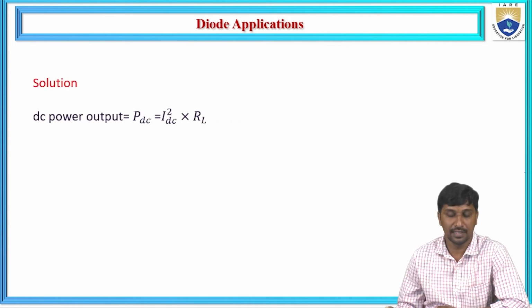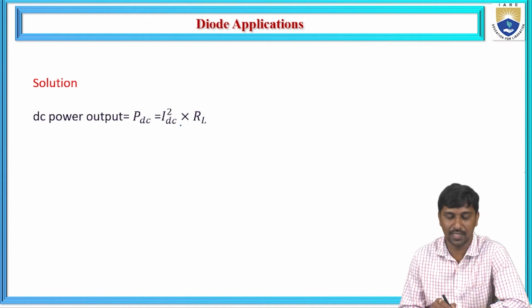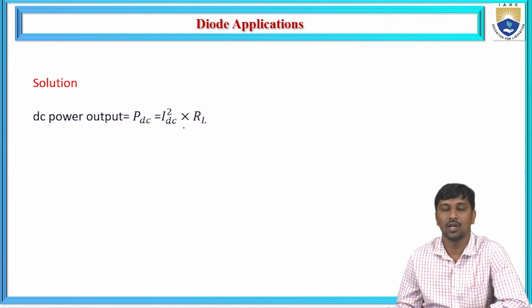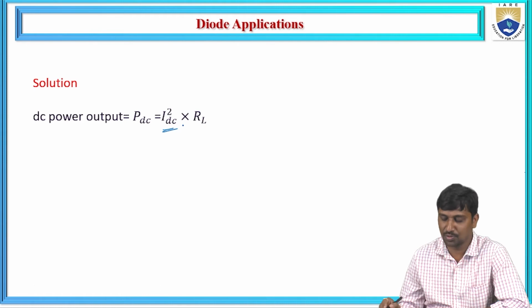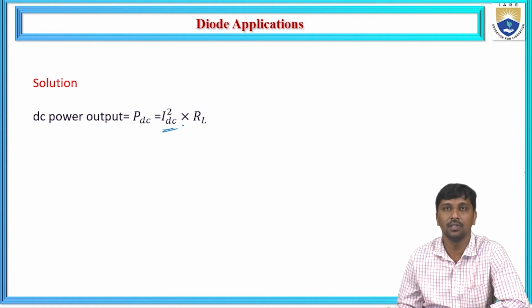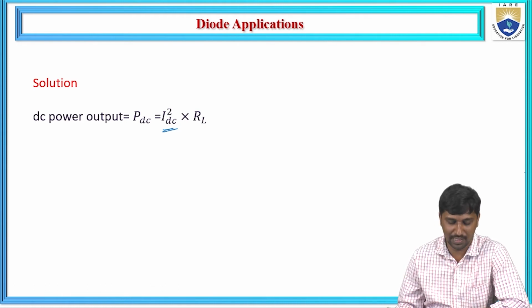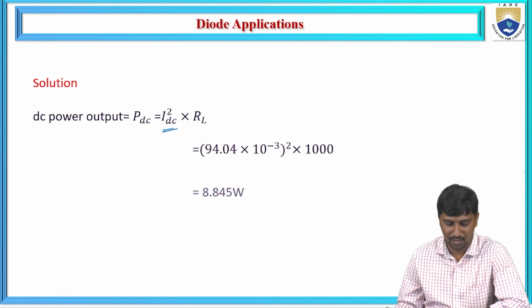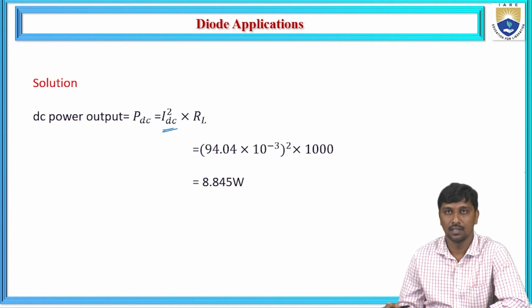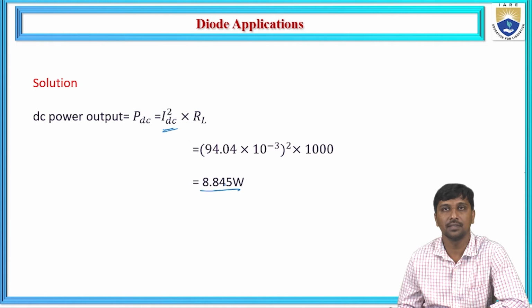Then we need to calculate the DC power. Already we observed this, it is I square DC into RL. We already observed the IDC value, so substitute the IDC value and then the RL value to observe the PDC value, the DC power. Then the DC power is 8.845 watts.